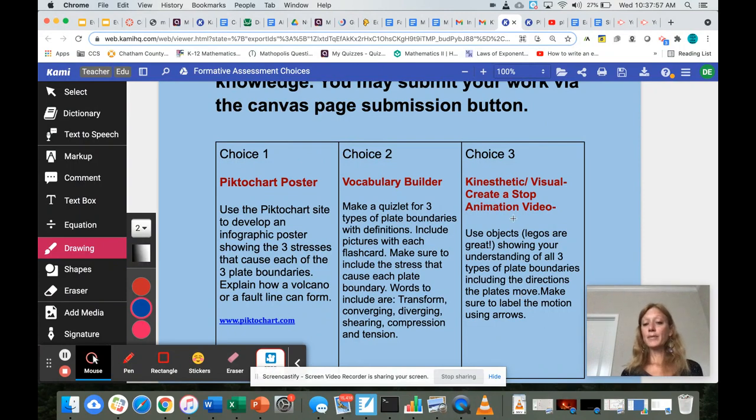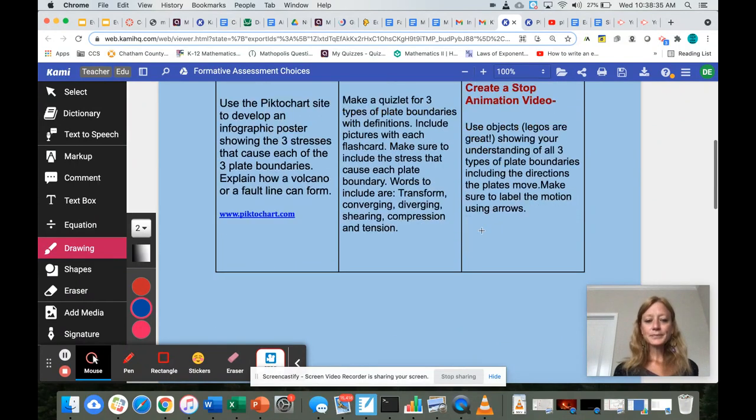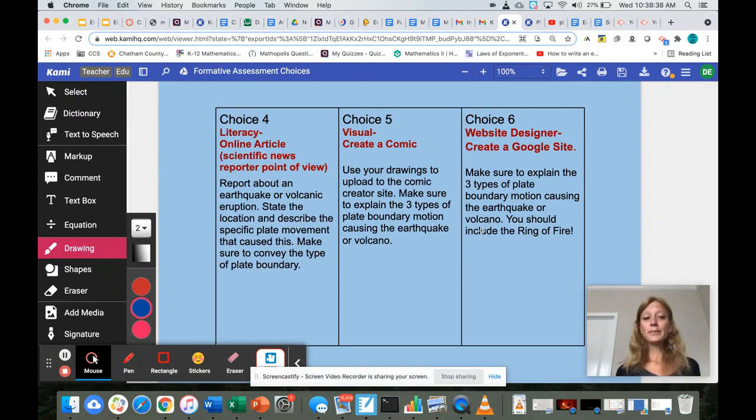If you want to create a stop animation, you can also do that with the Stop Animation app. If you have some really cool manipulatives around your house or Legos, you can set up how plates move, right? And the different stresses. So you could show a subduction zone. Twizzlers work great for that, right? Because they go down below. You could show a transform boundary in California. You could show a diverging plate boundary in the mid-ocean ridge. So you could get really creative with your stop animation video. I'd love to see them. We can post all of these on the Canvas page and have a celebration when we're done for everybody to understand. There's 3 other options that you could choose from.